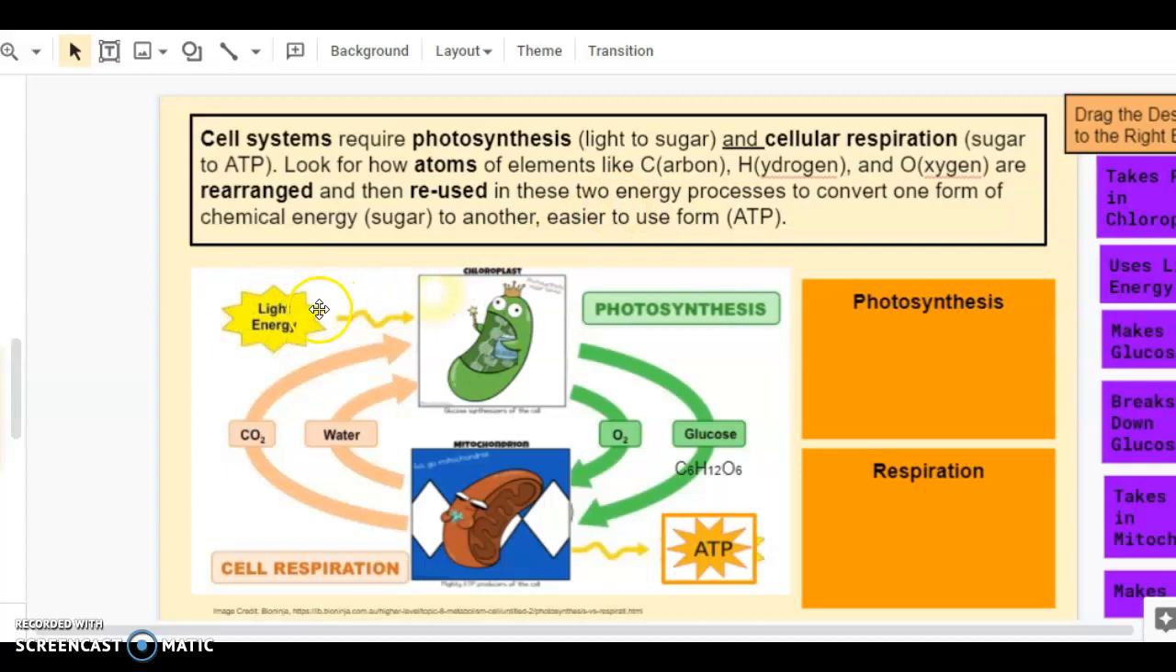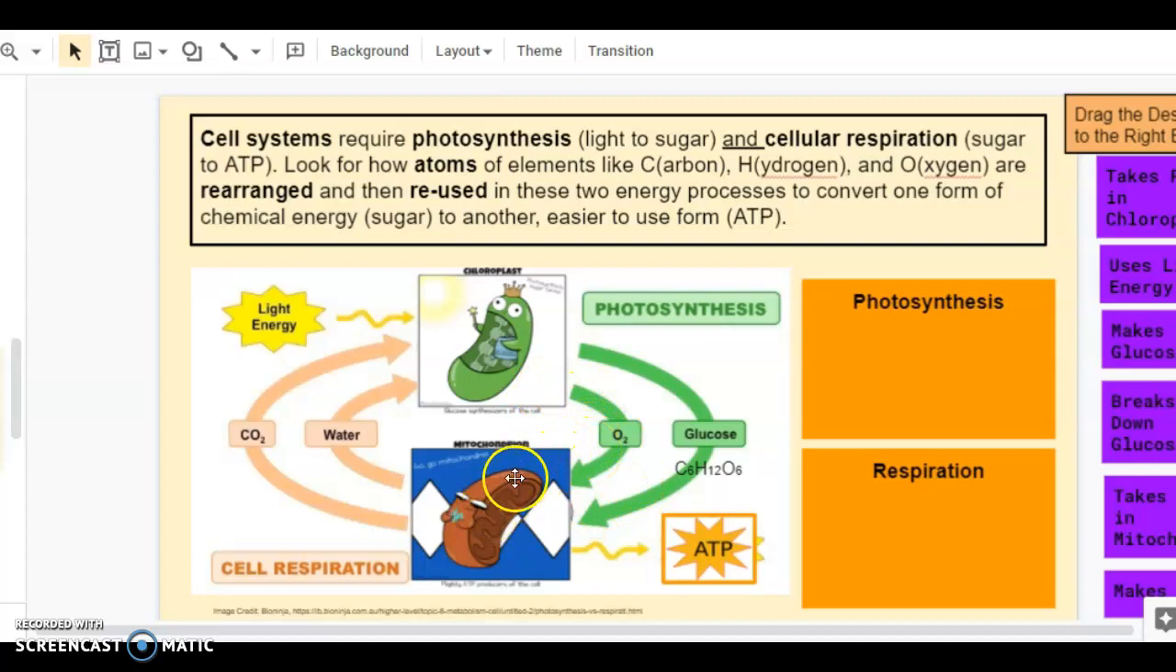The light energy is where we start. The light energy is absorbed by chloroplasts using the protein chlorophyll in the process of photosynthesis. Photosynthesis uses that light energy to rearrange what it took in, which was water and CO2, and produces glucose, which it's going to use for the next energy process, and releases oxygen.